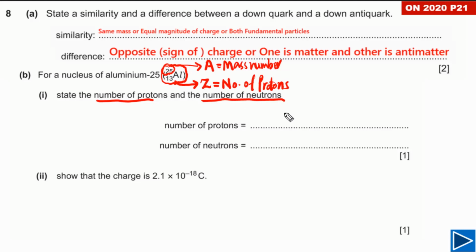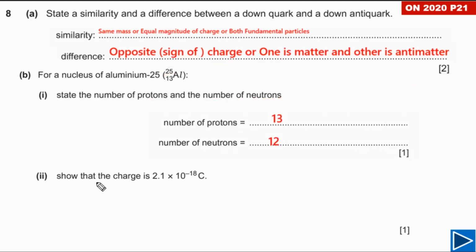Now the number of protons is quite straightforward: the number of protons is equal to 13, which is the atomic number. Now the question is how to find the number of neutrons. Let's say n is the number of neutrons. The number of neutrons is equal to mass number minus atomic number, or minus the number of protons. In this case, the mass number is 25 and the atomic number is 13, so the number of neutrons is equal to 12.